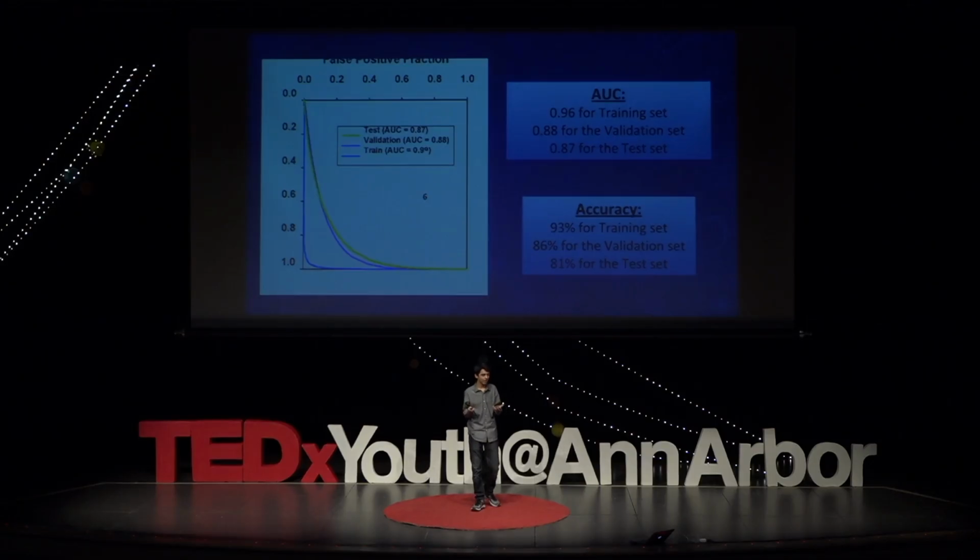And for the area under the curve, I was able to get 96% for the training set, 88% for the validation set, and 87% for the test set. This is pretty good considering that the accuracy was 93% for the training set, 86% for the validation set, and 81% for the test set.